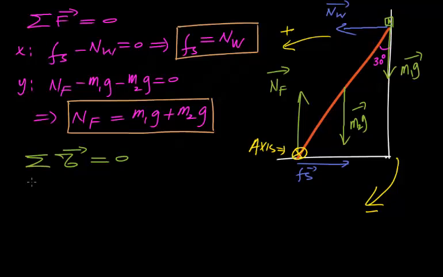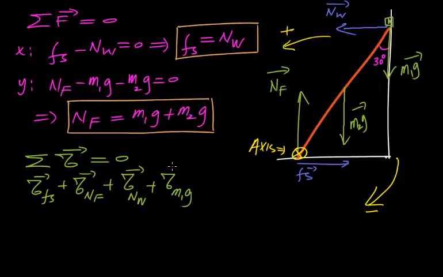Alright, so all the torques, I'm going to write all of them. There is a torque due to Fs. There is a torque due to NF. There is a torque due to NW. There is a torque due to M1G. And there is a torque due to M2G. They all add up to 0.